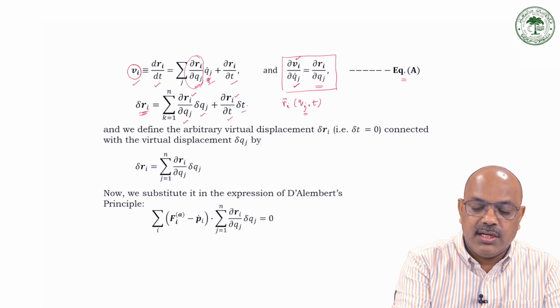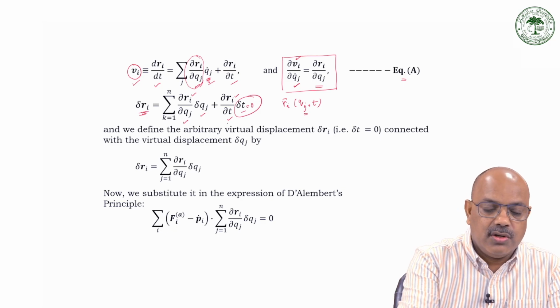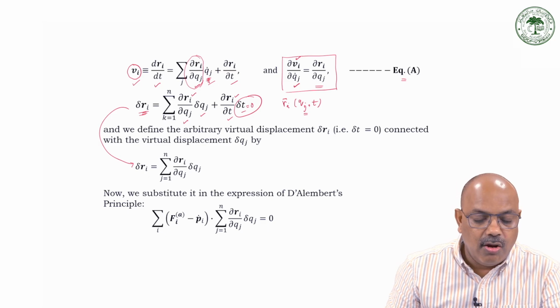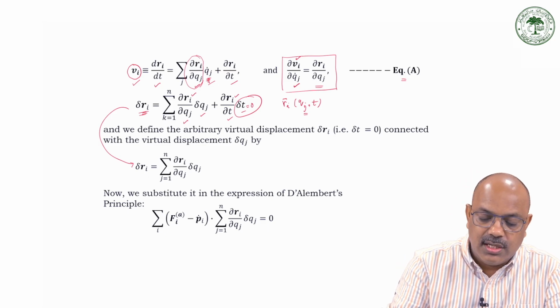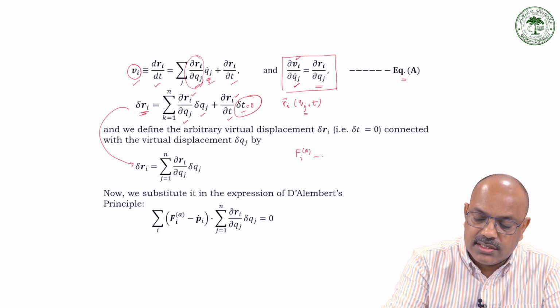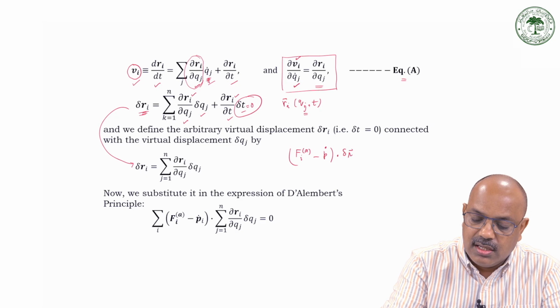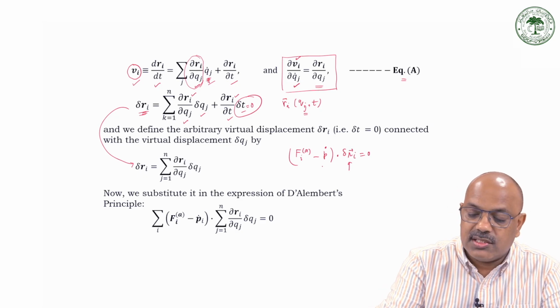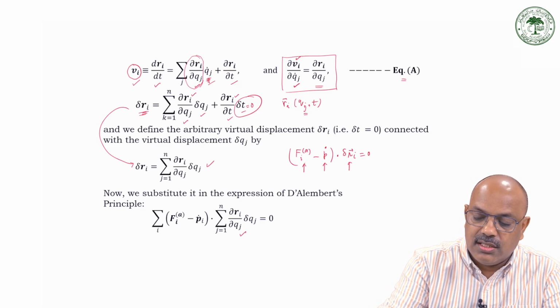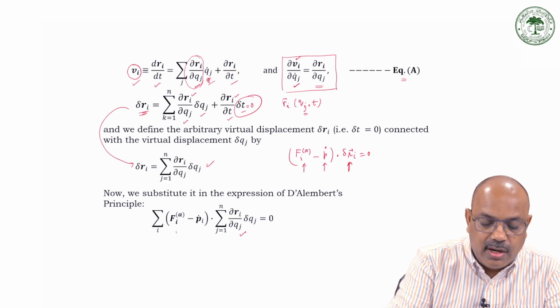If I put delta t equal to 0 in this case, we now have from here to this delta ri. Now we substitute into the D'Alembert principle. You have the D'Alembert principle: Fi minus p dot i, dotted with delta Ri, equal to 0, where this is my virtual displacement, this is my inertial force, and this is the applied force. So I put this expression for delta Ri here, and now I am going to expand it.